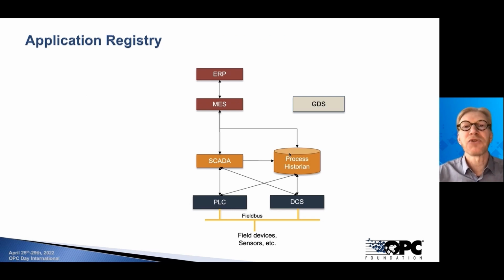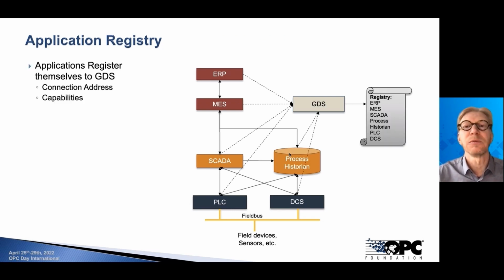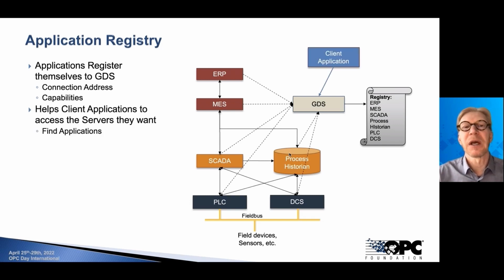So the application registry is simply where all the applications that are OPC UA capable register themselves, including their connection addresses and capabilities. After this, the client applications can find them and find information about them, and can then connect with the provided addresses.